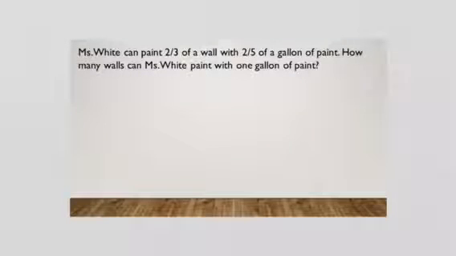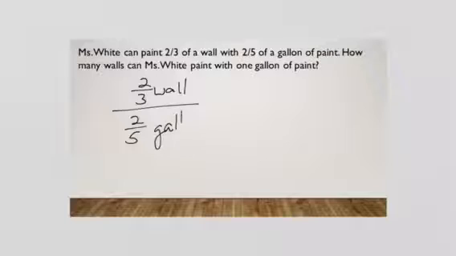All right, Miss White can paint 2/3 of a wall with 2/5 of a gallon of paint. How many walls can Miss White paint with 1 gallon of paint? So once again, we're doing a unit rate with complex fractions. So we have 2/3 of a wall for every 2/5 of a gallon. Now, one easy way to do that is, it wants to know how much for 1 gallon. So that's what goes in our denominator. So we're simply going to do 2/3 times the reciprocal, 5/2. Because remember, when you're dividing, you multiply by the reciprocal.